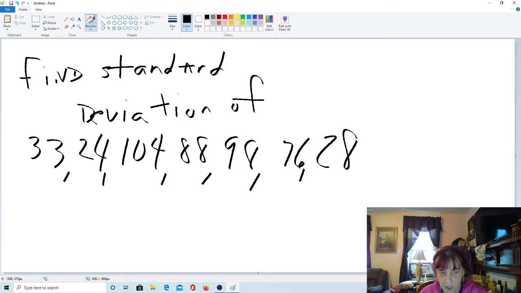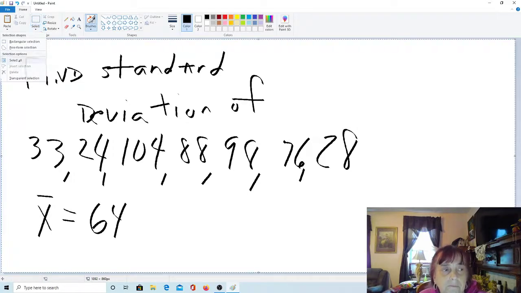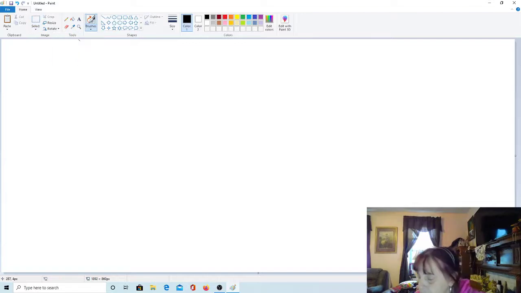Okay, if you add all these numbers up, 33 plus 24 plus 104 plus 88 plus 98 plus 76 plus 28. You have 7 numbers. Divide that by 7, and your average is 64.428. So we'll just round this to the nearest whole number, which is 64. Okay, we'll say the average is 64.